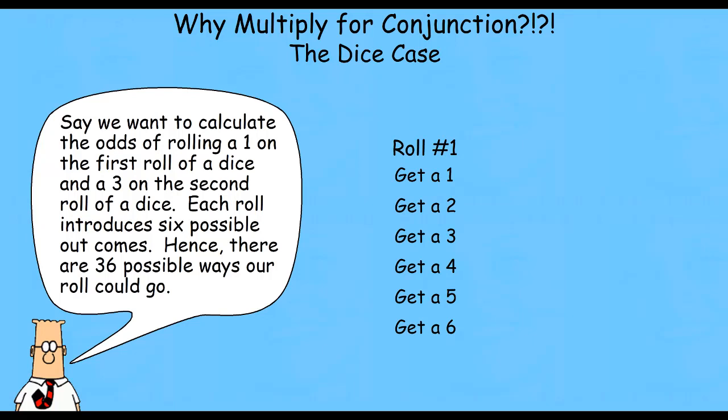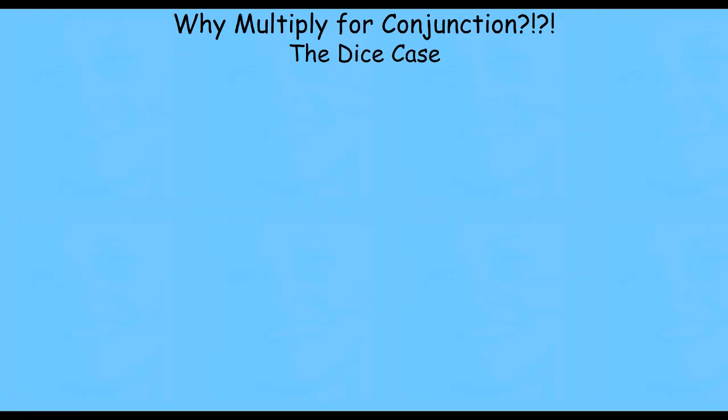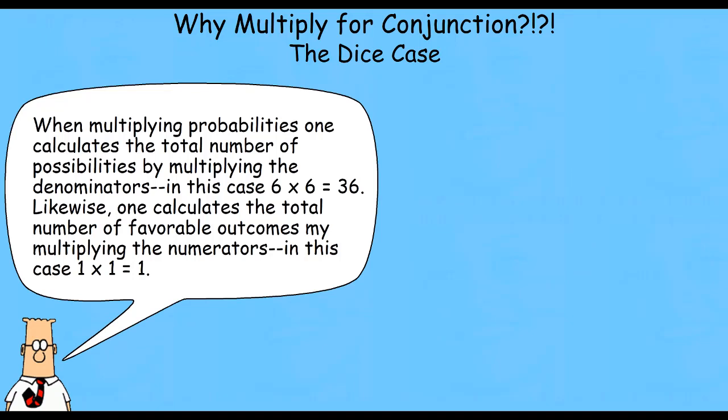So that first roll gives us 6 possibilities. That second roll gives us 6 possibilities for each of the original 6 possibilities. And that is what gives us our 36 possible combinations. And knowing that, we can now see why it is that we multiply. When we multiply one's probabilities, we calculate the total number of possibilities by multiplying the denominators. So in this case, 6 for the first roll, 6 for the second, 36 possible combinations.